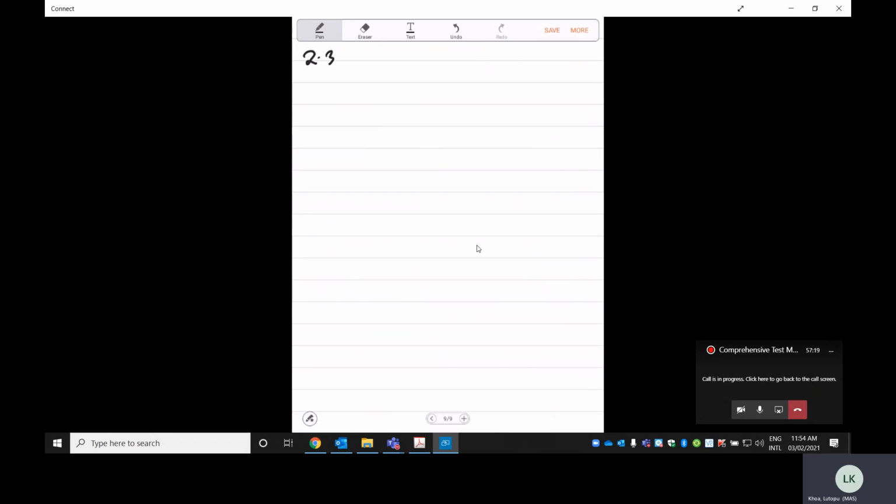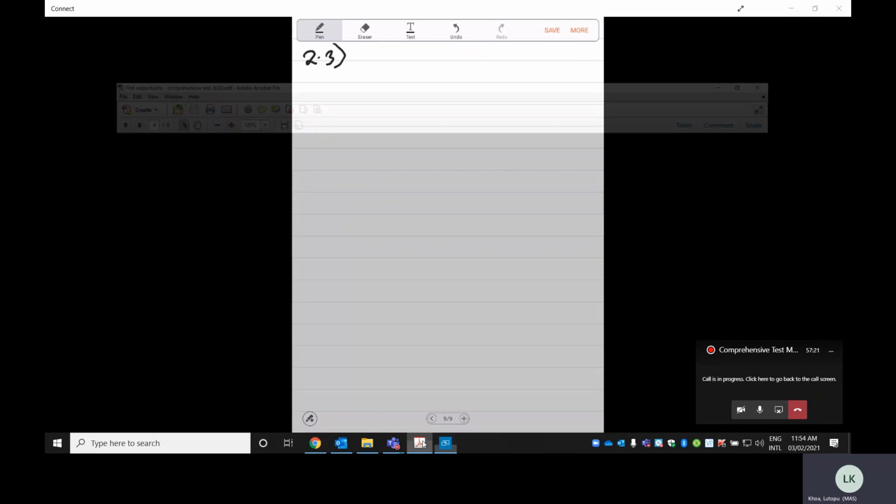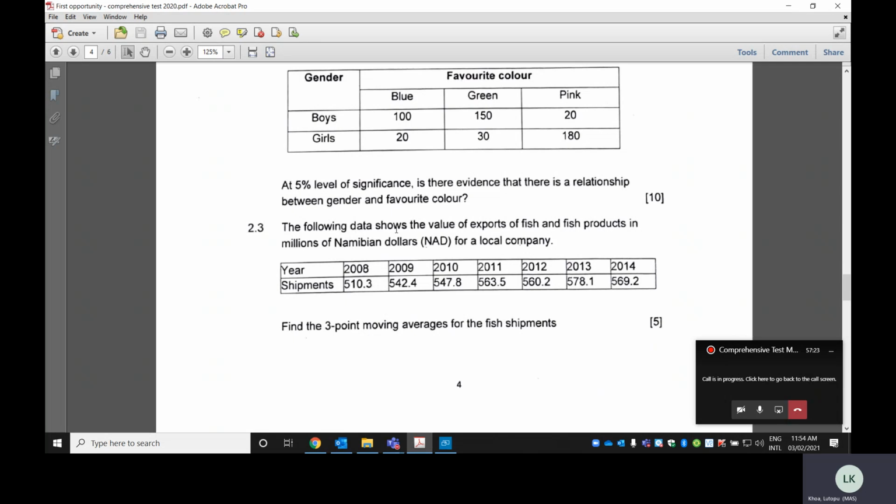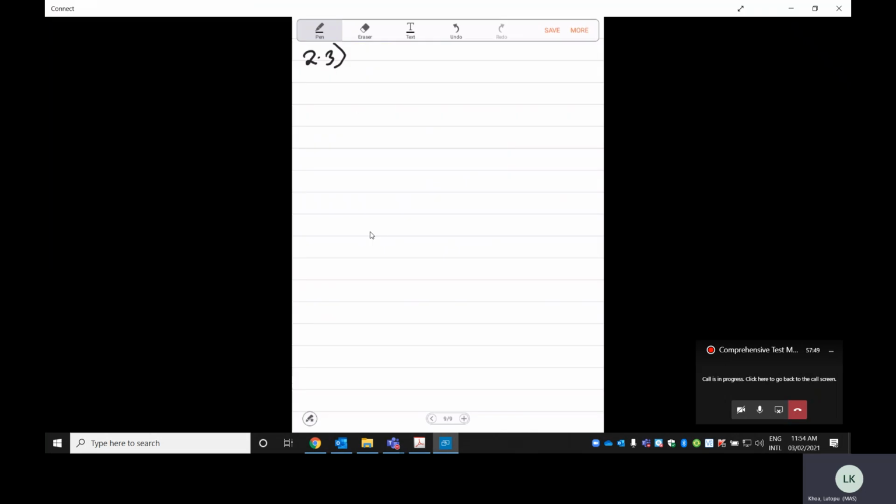This is 2.3. Let's look at the question itself. Now 2.3 says the following data shows the value of exports of fish and fish products in millions of Namibian dollars for a local company. This is the year, and that's how much they exported. Then we have to find the 3-point moving average. So this 3-point moving average just means take averages of 3 data points at a time. So nothing too complicated.